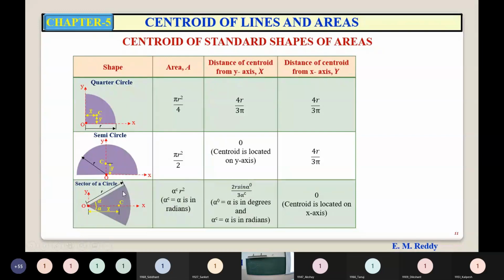Similarly, for the sector of a circle, here x bar is 2r sin alpha upon 3 alpha. But for arc of a circle, we have r sin alpha upon alpha, right? Multiplied by 2 by 3. So in the numerator, alpha is in degrees, denominator, alpha is in radians. Whereas area of the sector of a circle is given by alpha r square, where alpha is in radians. Again, here alpha means it is half the angle made by the sector. Total angle is 2 alpha.